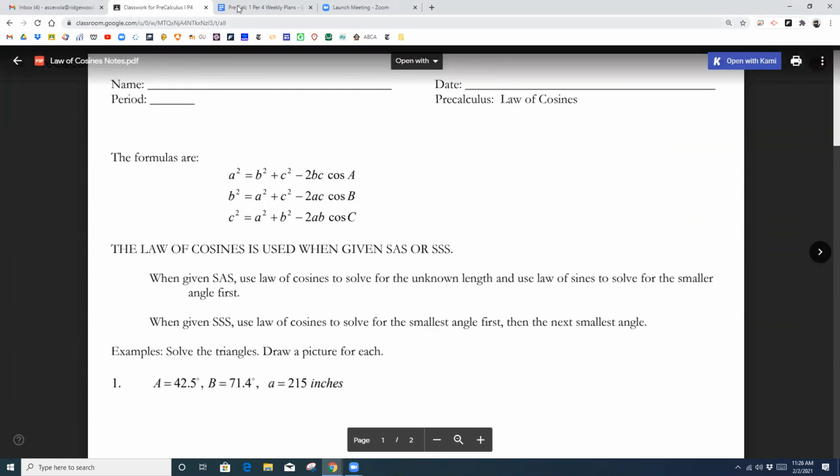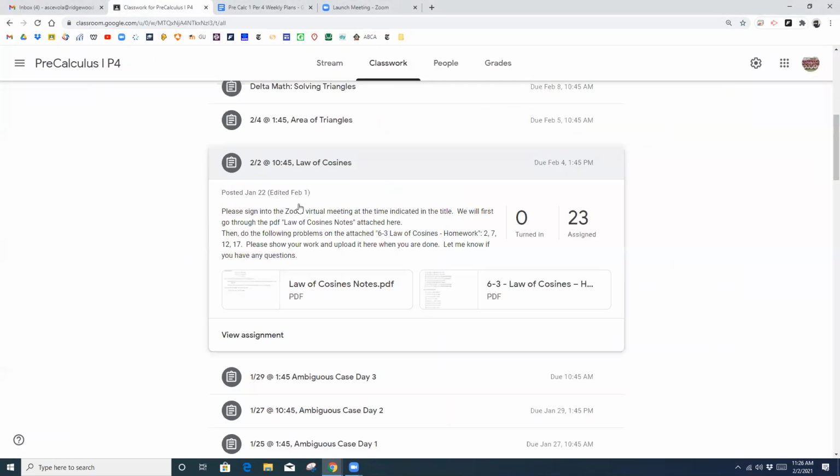If you don't, you are free to go, and the homework is just these 4 problems here.